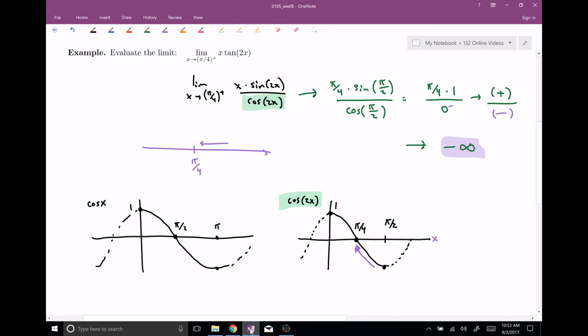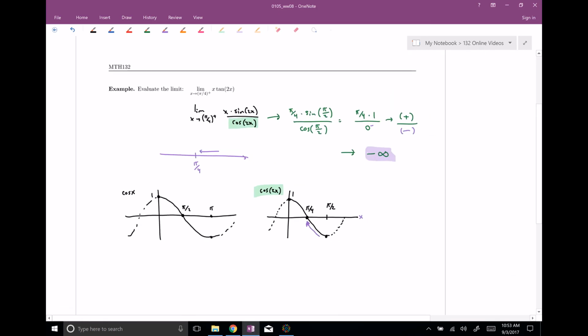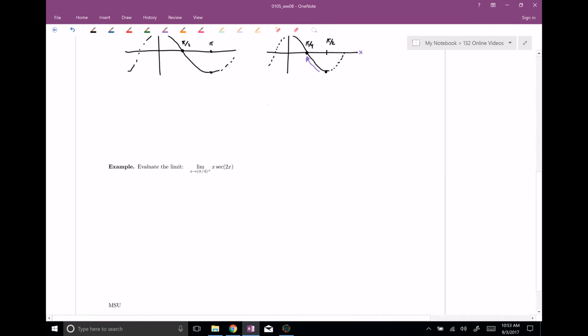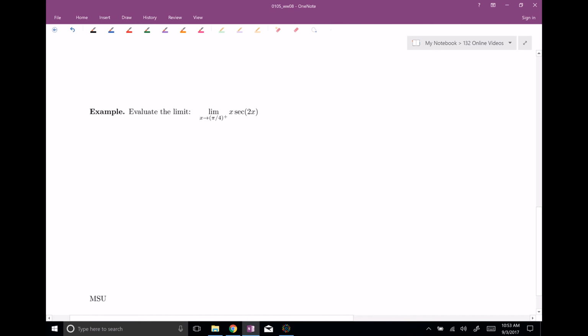All right, and I want to show you a second, similar related problem to this one. So this one is done. The answer is -infinity. Let me show you this one, when you have secant, same sort of setup. I did x secant of 2x. It's going to be the same strategy. We have the limit as x goes to pi over 4 from the right. And in this case, instead of secant, let me write this as division by cosine, right? Because secant is just 1 over cosine.